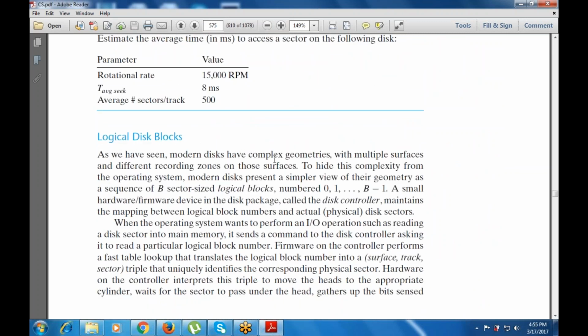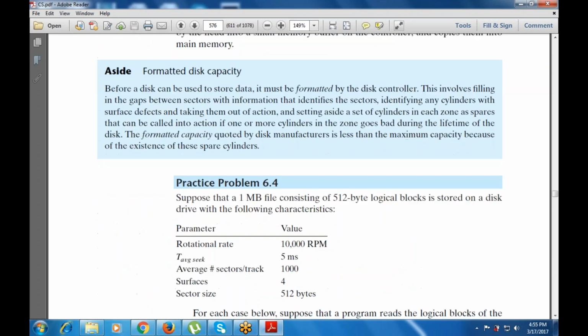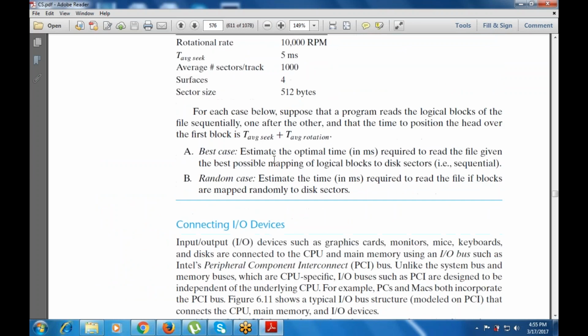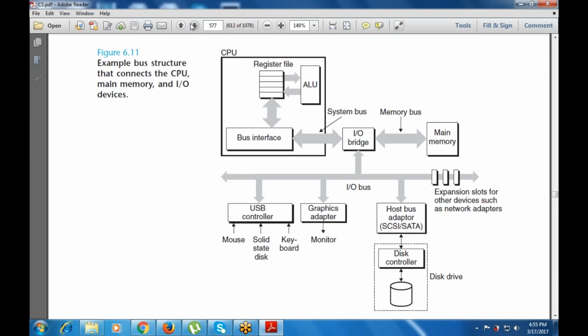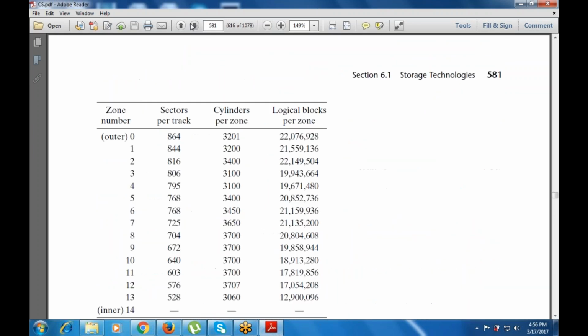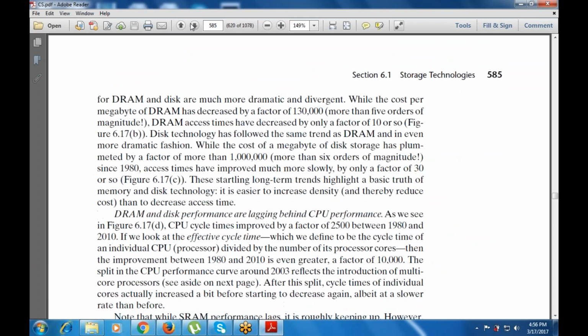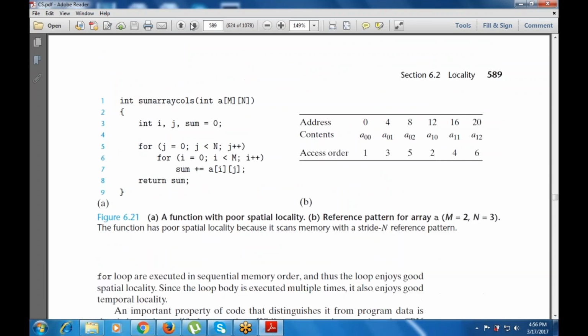Then logical disk blocks are divided into various parts, that is surface, tracks and so on. Then how to connect with the input output devices is also one of the parts.